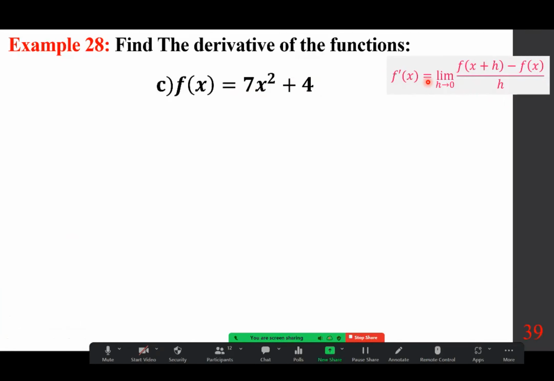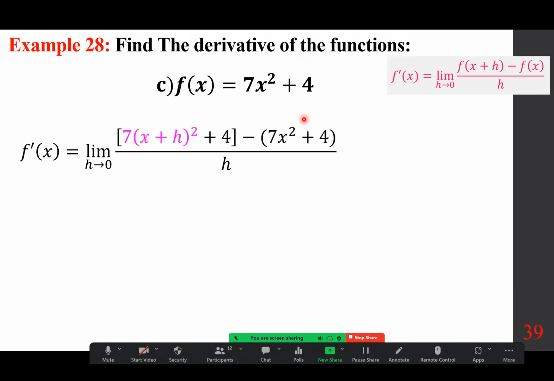So f prime of x is the limit as h approaches 0, and this part we write as 7 times (x plus h) quantity squared plus 4 minus this expression, 7x squared plus 4, over h. So the main part is that we should be able to write this. If we can't write this, everything will be wrong. And so the next step is to raise this to the power of 2: (x plus h) squared is x squared plus 2xh plus h squared.